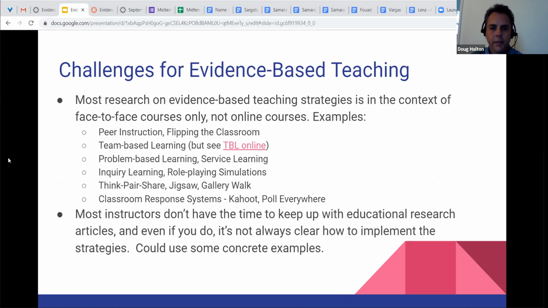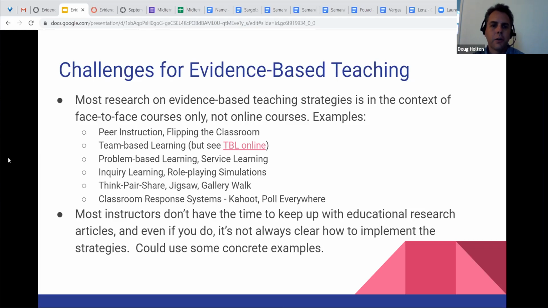Team-based learning and think, pair, share. And technologies like Kahoot and Poll Everywhere. Those all are great strategies and technologies that have shown positive impacts for students, but sometimes it's hard to see how they might translate to an online course, especially, of course, asynchronous courses.